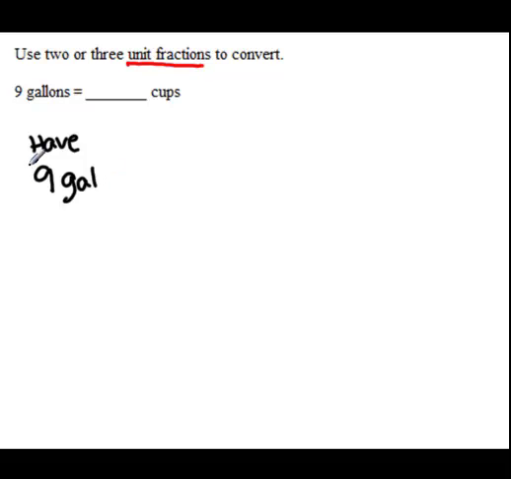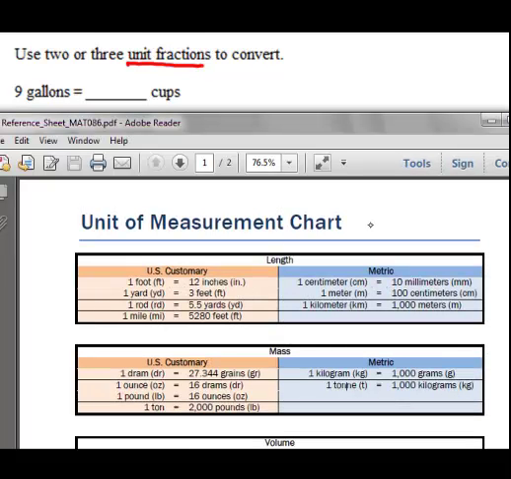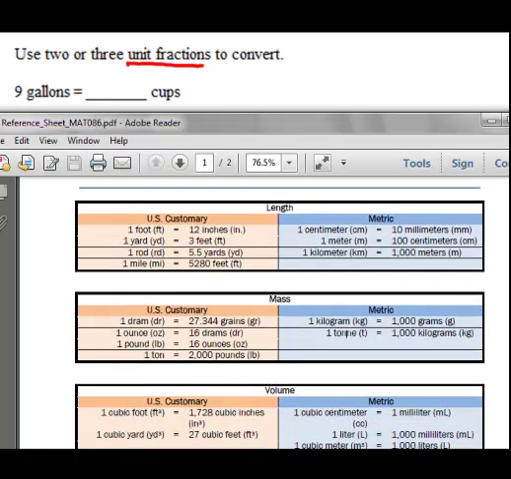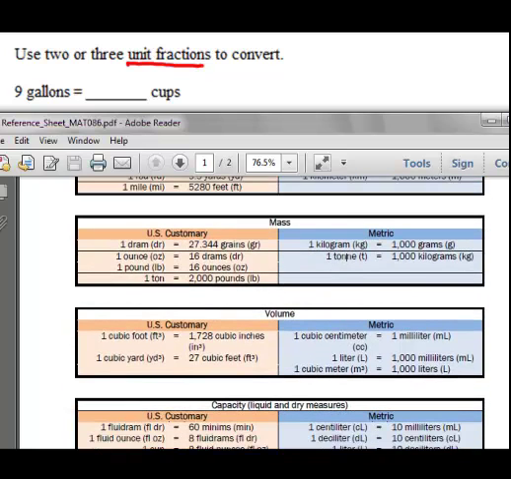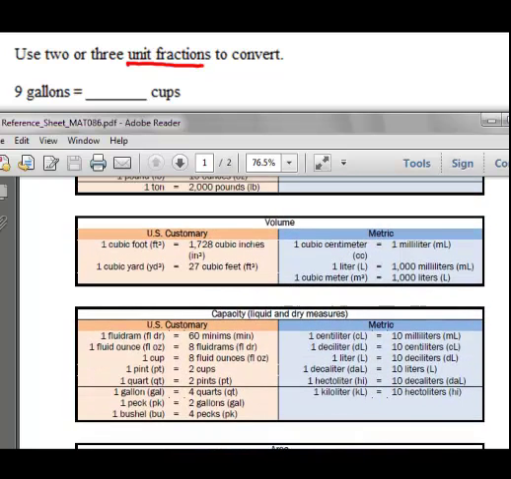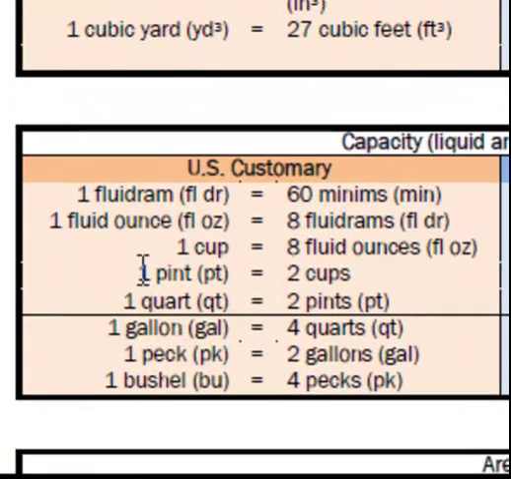I am going to take this and multiply it by a fraction. The fraction is a unit fraction, and the reason they call it a unit fraction is because it's equivalent to 1. So what we need to do is go to our unit of measurement chart and scroll through and see if we can find some correlation between gallons and cups. If we take a look right here, we have gallons to quarts and quarts to pints and pints to cups. So we can get from gallons to cups. It's just going to take us a little while.